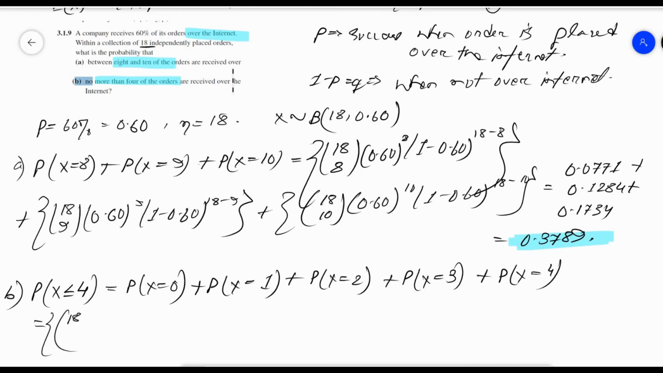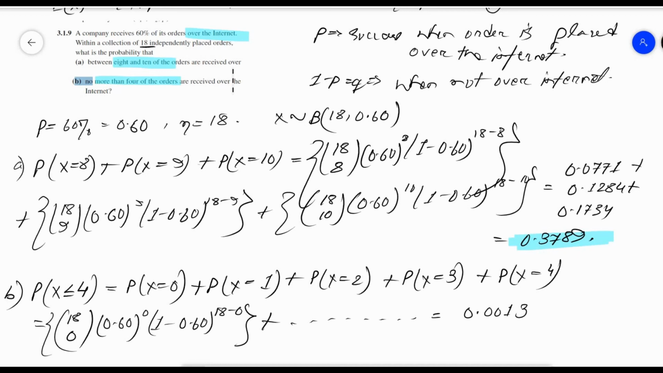Now we'll have to apply the same formula like the previous one. I'll show for probability of x equals 0, 18C0, 0.60 to the power 0, and 1 minus 0.60 to the power 18 minus 0. In this way, the rest of the formulas need to be rewritten, and finally, after summing up all of them, the result we'll get is 0.0013. Now it will give an exponential result which needs to be rewritten using this value. So we can understand that the number of successes being less than or equal to 4 is only 0.0013.